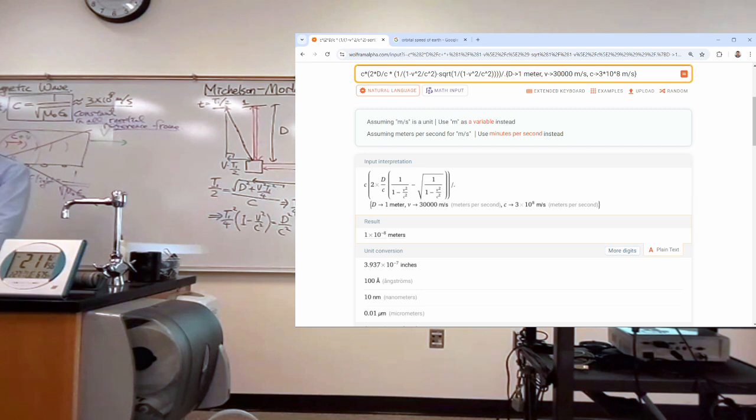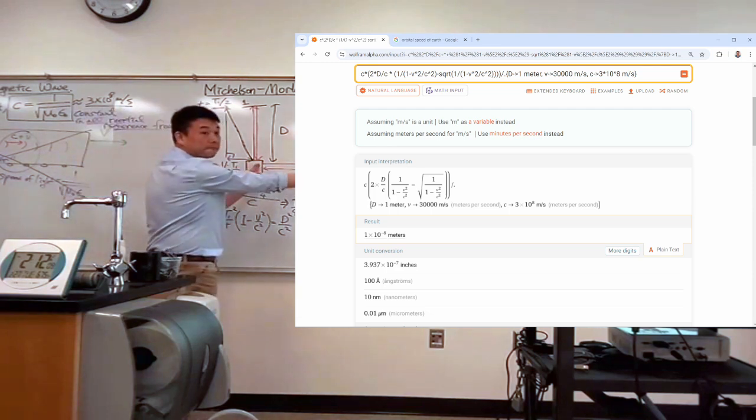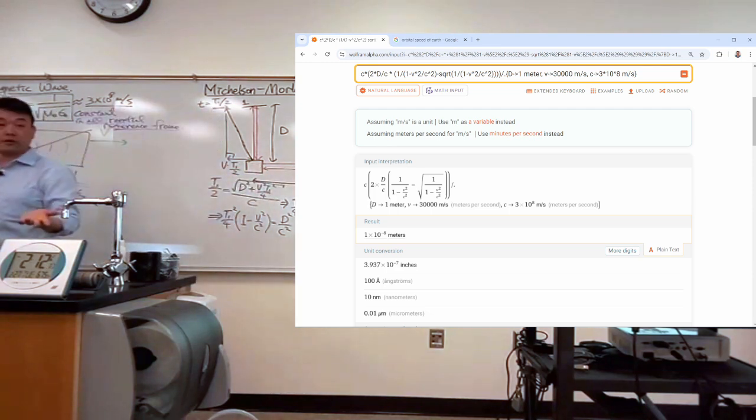Is that comparable to the wavelength of light? It's getting close, right? So we started out with saying D is equal to 1 meter. Well, I can go from 1 to 10 meters pretty easily. I can fold this up. And in fact, that's what Michelson and Morley did.